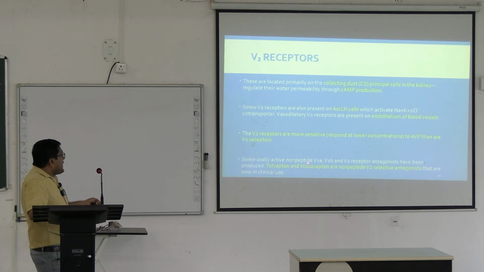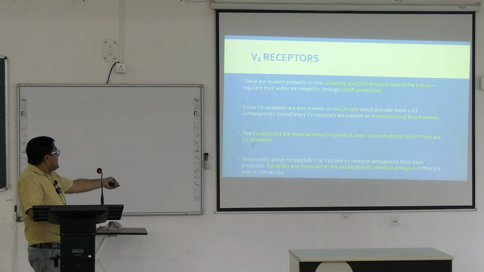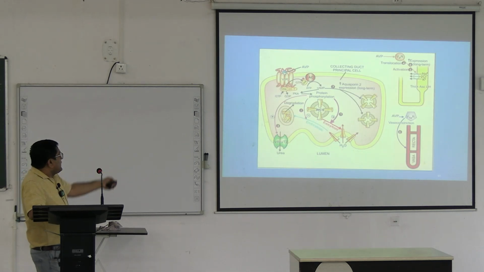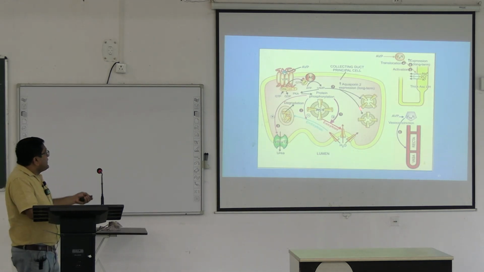Now, some orally active nonapeptide V1A, V1B and V2 receptor antagonists have been produced, like tolvaptan and mozavaptan, which are V2 selective antagonists. Now, basically in the collecting duct principal cells, these are V2 receptors, which are G protein coupled receptors.